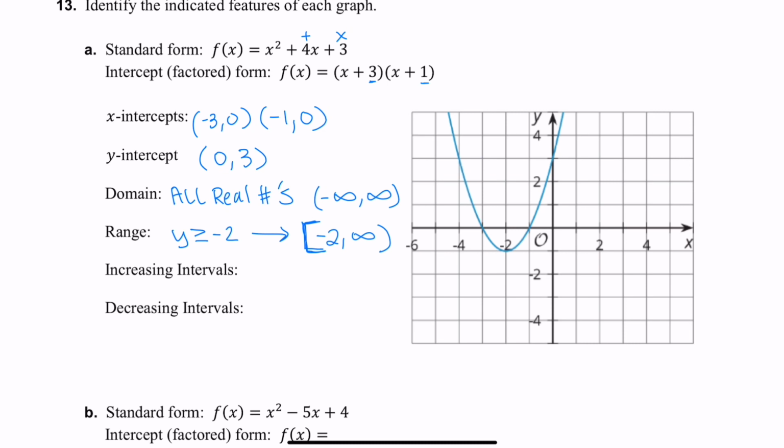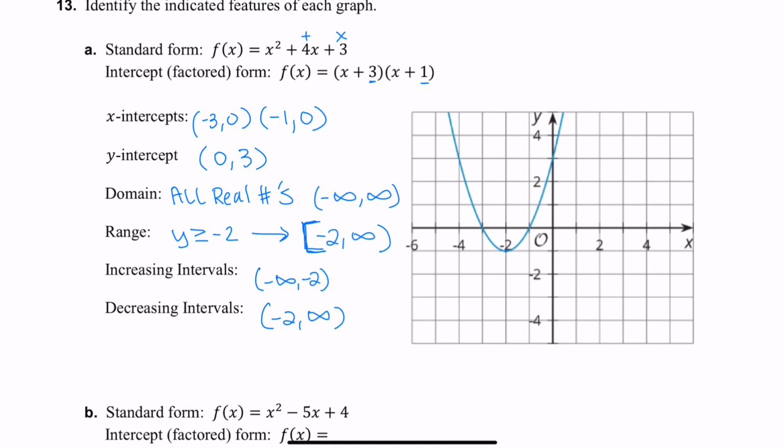Okay, so when I'm going from left to right on my graph, I'm decreasing here, and then I'm increasing here. So we're decreasing between negative infinity and negative 2. And then we are increasing from negative 2 to infinity. Now, on these, I have parentheses because I never hit any of the infinity or negative infinity. It's not part of my graph, so I always put a parenthesis whenever I write infinity.